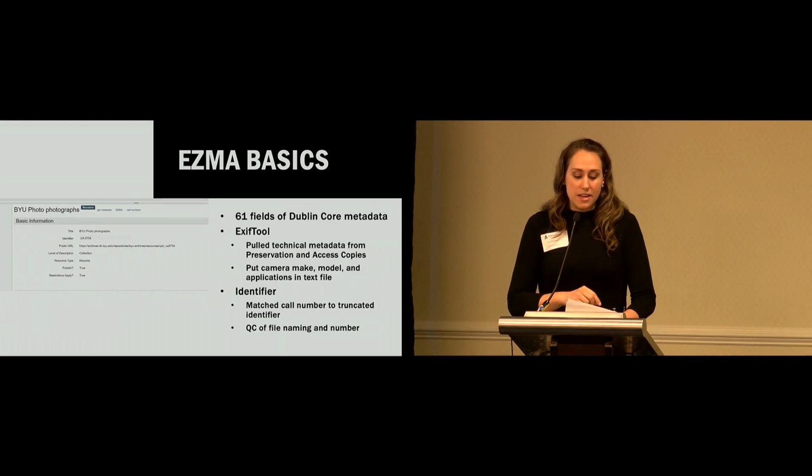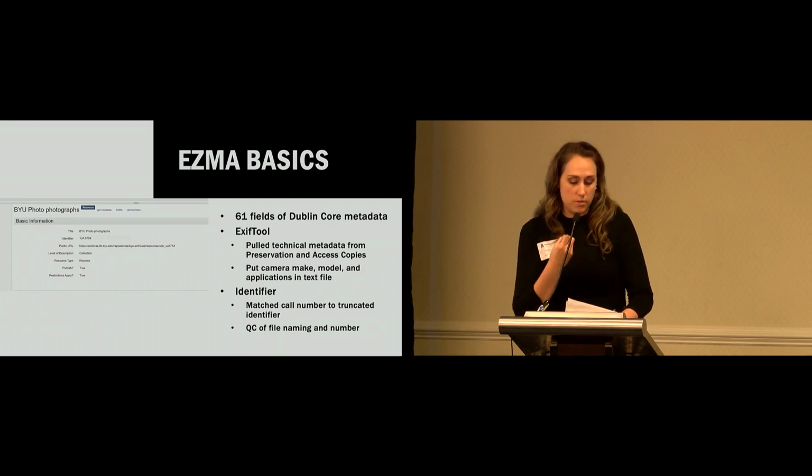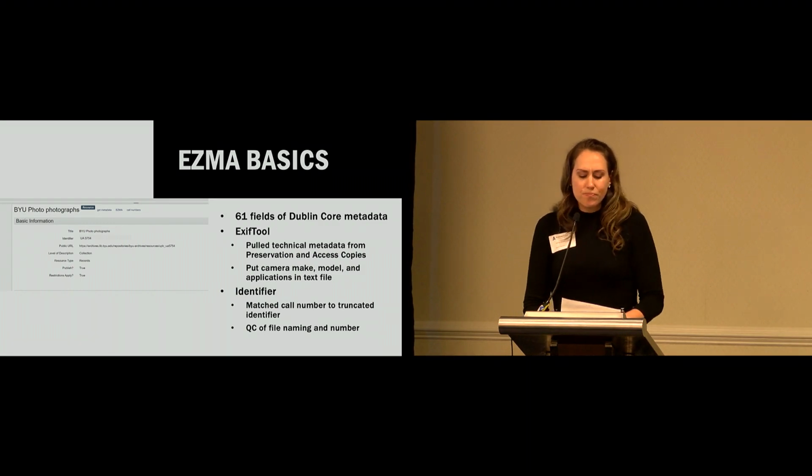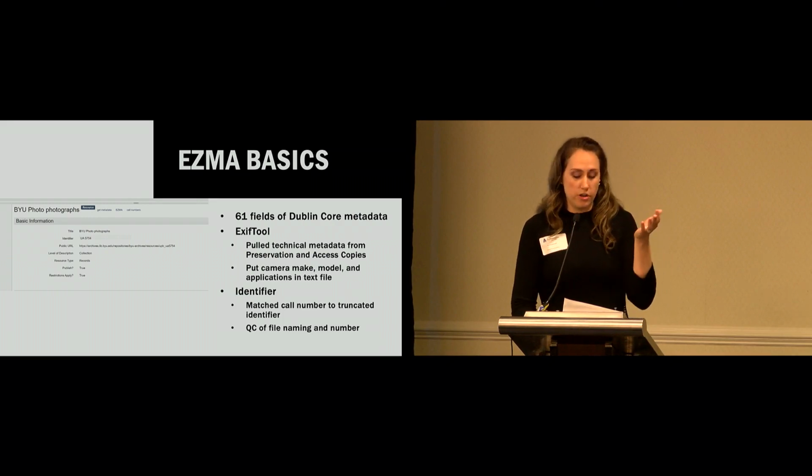So that's going to be like your camera make, model, application, the PPI, all that kind of stuff will be pulled in through EXIF. It also would make a kind of printout of all the call numbers in a collection, and it would make a call number, and it would match that to an identifier and create an identifier, which I will show in a second.